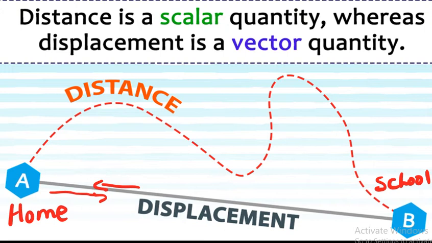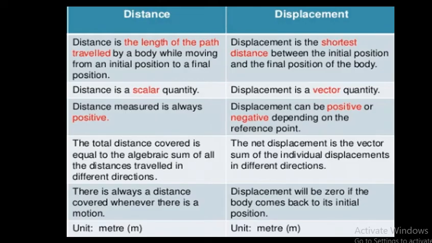So the real comparison between distance and displacement, as you see here, it says distance is the length of the path traveled by a body while moving from initial position to a final position. As I said before, displacement is the shorter distance between initial position and final. And distance is scalar. Scalar means it has no direction. But displacement is a vector. Distance is always positive. Displacement might be negative sometimes.